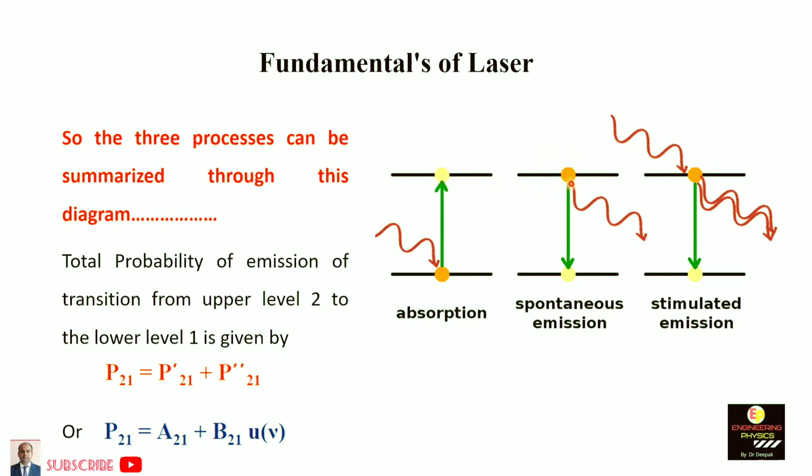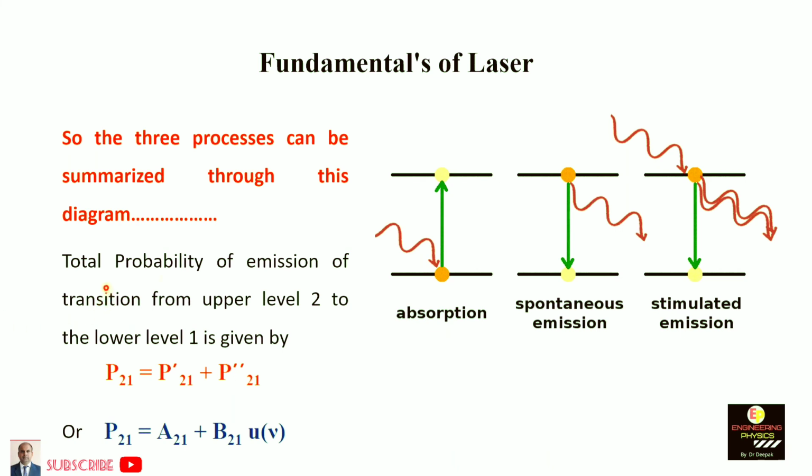Second process, in the excited state, the lifetime of the electron is 10 to the power minus 8 seconds. The electrons are in an unstable state in the excited state. They release the energy and come to the ground state by emitting a photon of light. That process is known as spontaneous emission. In the third case, we use a suitable frequency of light that strikes the electron in the excited state, and it induces that electron to emit another photon of light. So here you can see there are two photons of light. That process is known as stimulated emission.